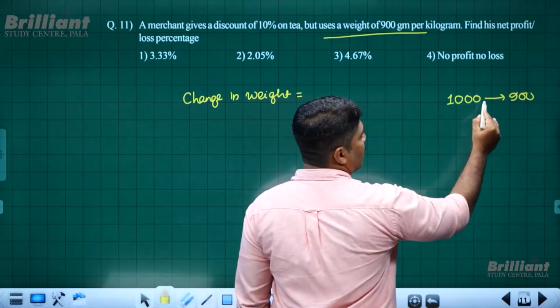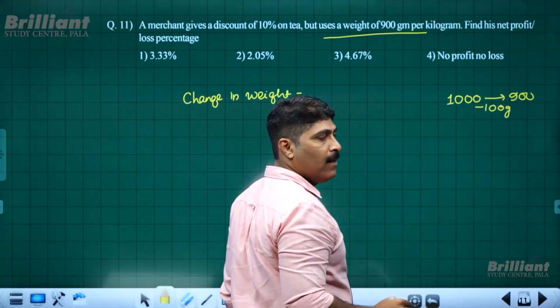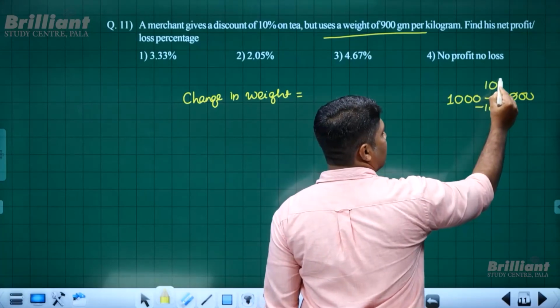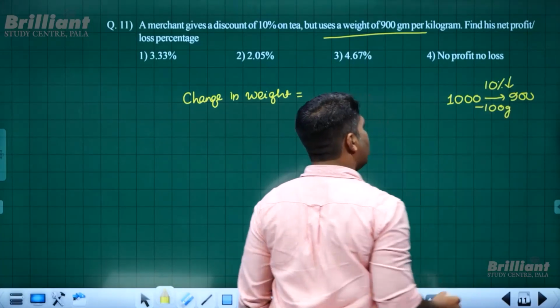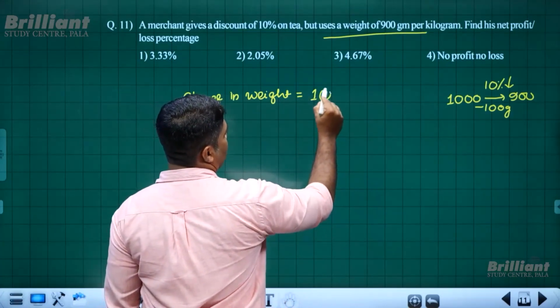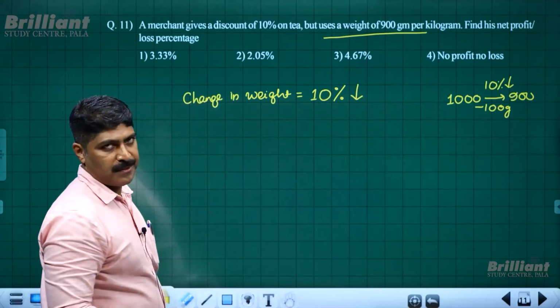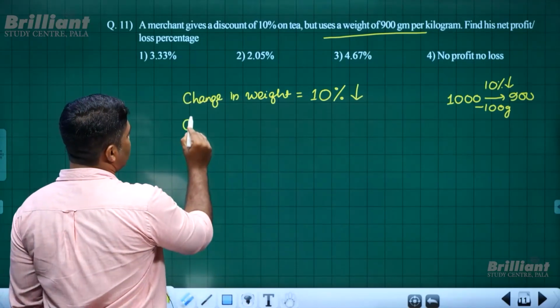So what is the decrease here? There is a decrease of 100 gram in each 1000 gram. So this is a 10% decrease. I just convert that change into percentage form. So there is a decrease of 10%. What is the change in price?